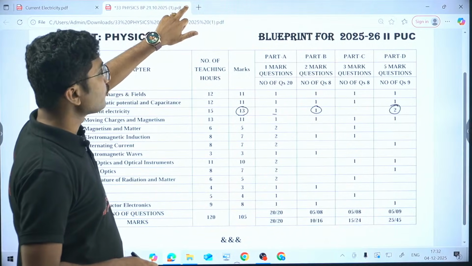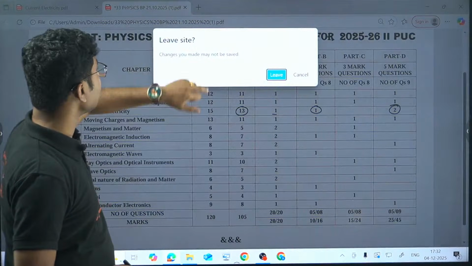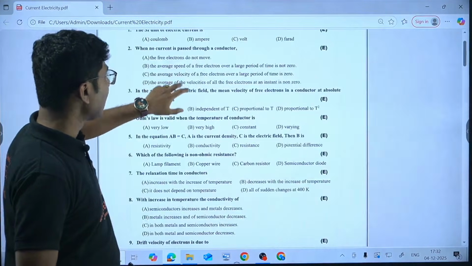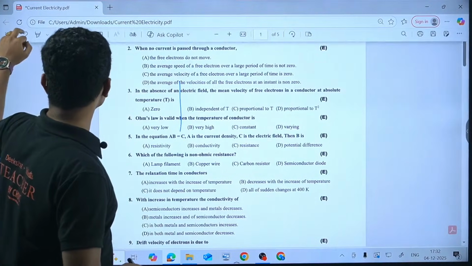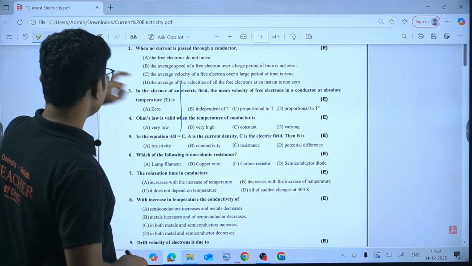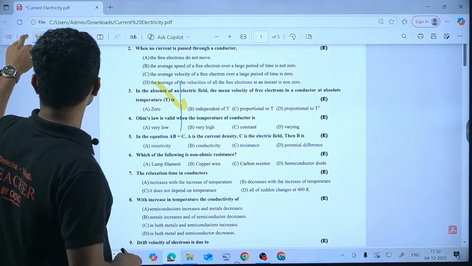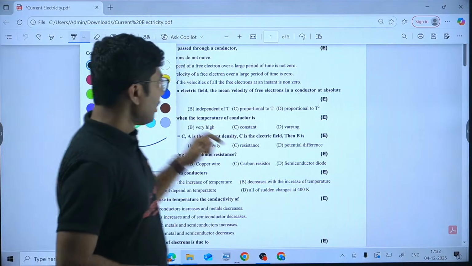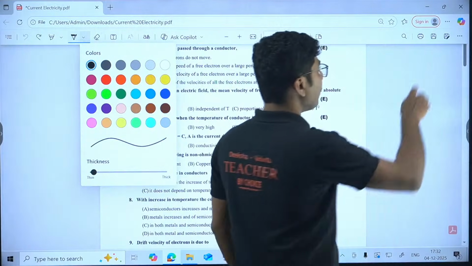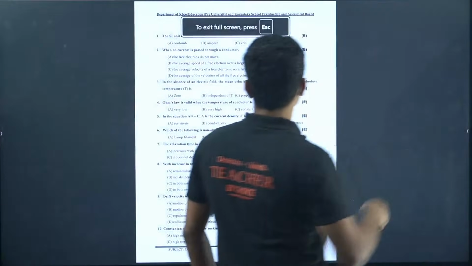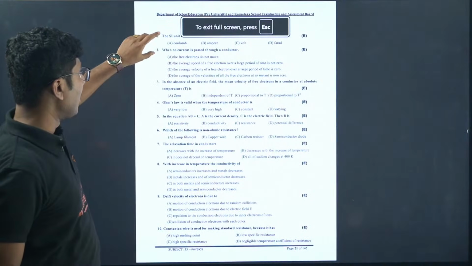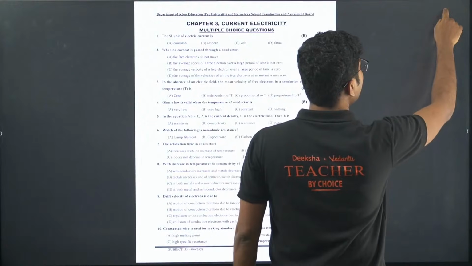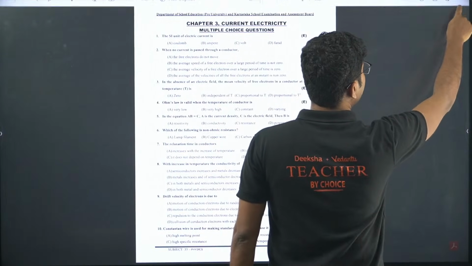Now what we are going to do today, we are definitely not discussing the blueprint. We are going to discuss the MCQ questions from your model paper, question bank, right? So let's see if you can see the model paper or not. Let me change the layout.